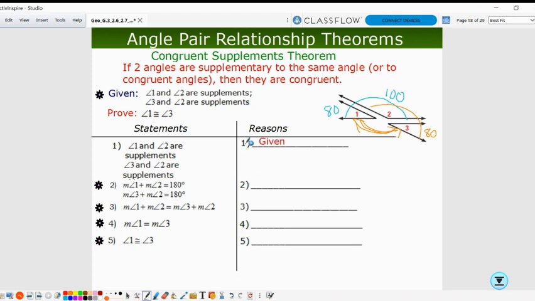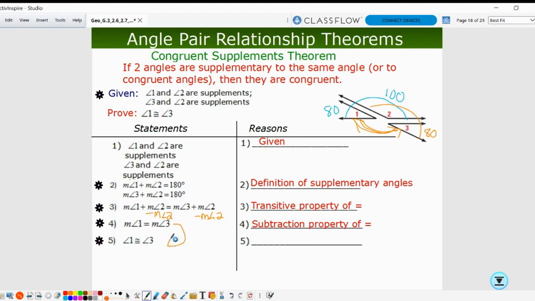Here's the proof. First statement is given. Angle 1 plus 2 is 180. 3 and 2 are 180. That's your definition of supplementary angles. Then we're using that transitive property. A equals B, B equals C, therefore A equals C. Then it looks like I'm subtracting the measure of angle 2 from both sides. So I'm using the subtraction property of equality. We go from equality to congruence. That's your definition of congruent angles.